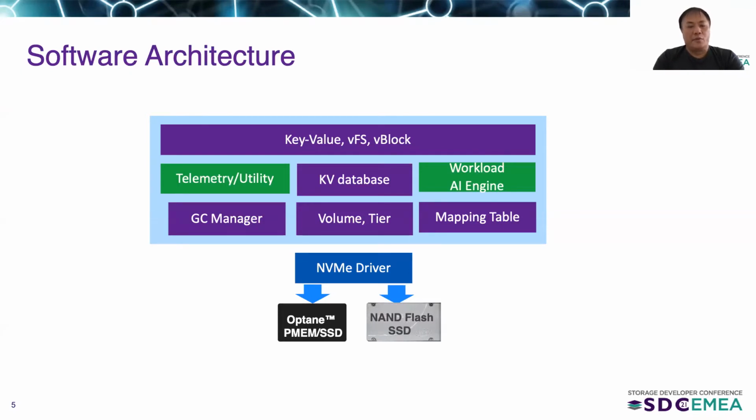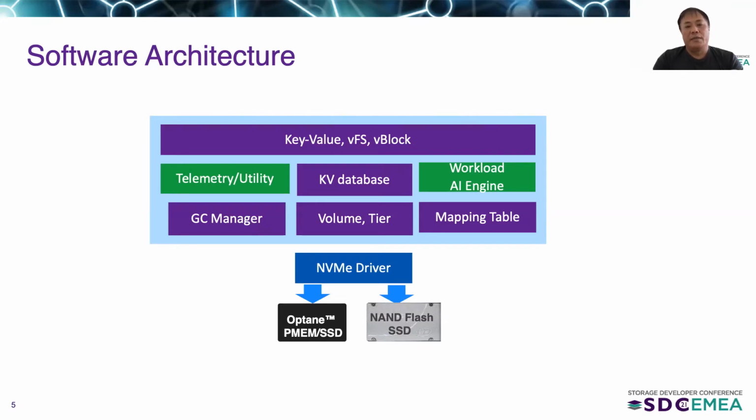And then since we write sequentially, we have a GC manager, because we have to do GC at some point. Basically we need to relocate the data. And then we use a KV hash table to manage the drive. We use a key-value store to manage the drive blocks as well.